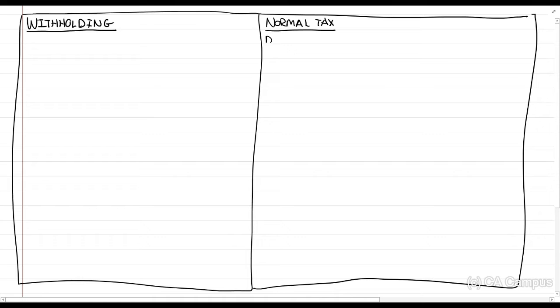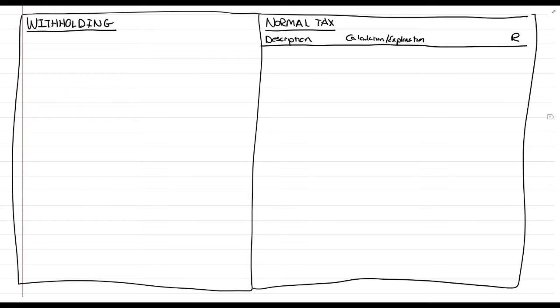All right, for all of these, I'm just going to do it on the one side, but we'll have headings: description, calculation, explanation. You might use a capital gains tax column, but there's nothing in this, but you might want to use that if that's the way you're approaching it, and rands. Now guys, please remember, nice and clear headings always, do it professionally. Alright, so here we go.